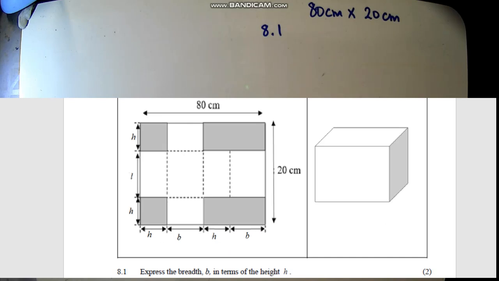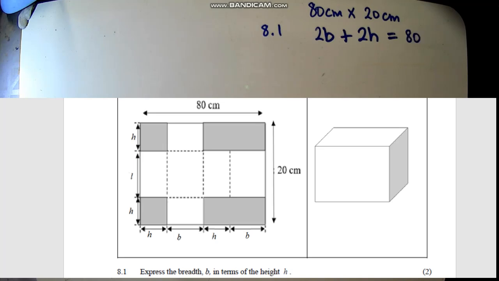The first question says express the breadth in terms of the height. Okay, so that's quite simple. All you have to do is read what it says on the sides. So looking at the dimensions, you have h, b, h, b at the bottom lowest line of the shape. So you have h, b, h, b. So this means there's two h's and there's two b's. So 2b plus 2h is equal to the measurement on the top, which is 80.